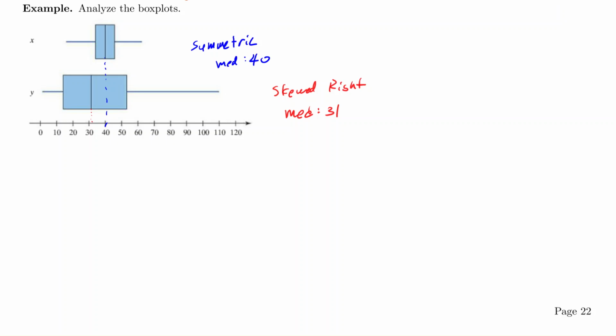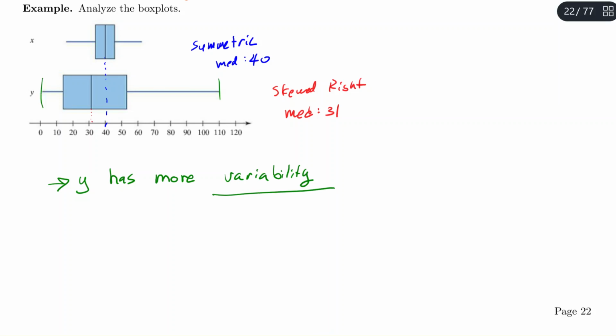Now let's try to compare these two. We can make some observations, right? First of all, the range of Y is bigger. The difference between the minimum and maximum is greater in Y. Not only that, the interquartile range for Y is also bigger. So what can we conclude about this? Y has more variability. Because the range is bigger, the whole data set spans a larger range of numbers. Also, the interquartile range is bigger.